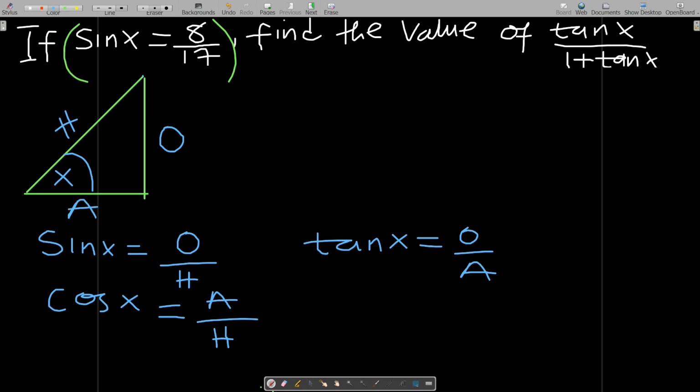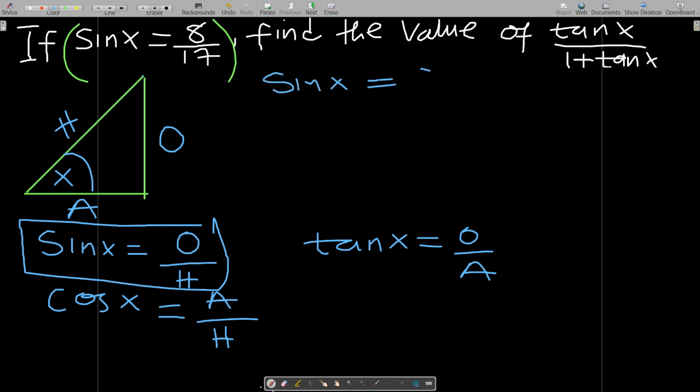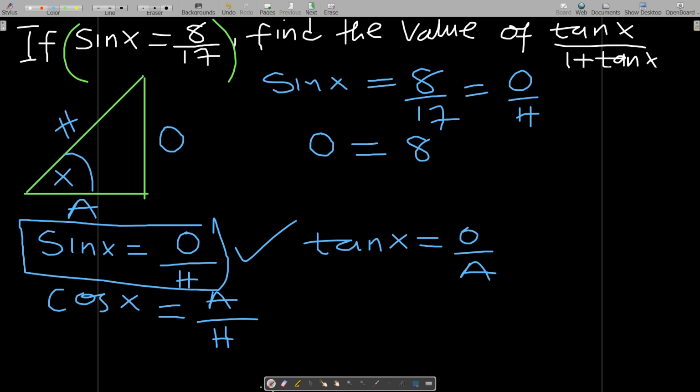Now looking at the definition of sine, sine is equal to opposite over hypotenuse. This means that from this question, sine of x is equal to 8 over 17. If you compare this to opposite over hypotenuse, then our opposite is equal to what? 8. We are comparing both fractions. And our hypotenuse is equal to what? 17. I hope this is very easy, right?